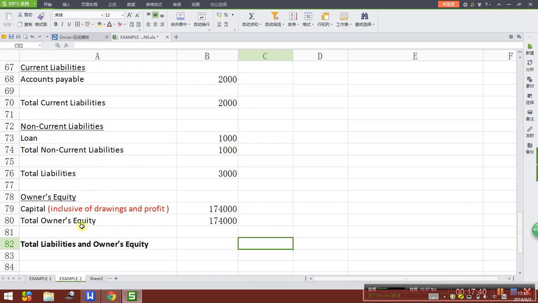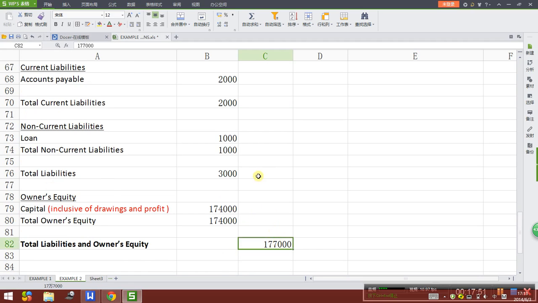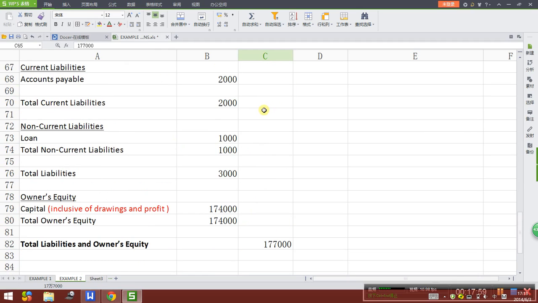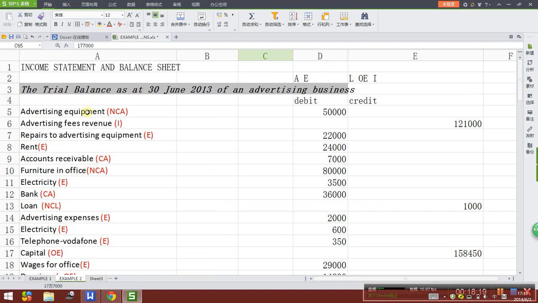So the total liability and owner equity, we must add the total liability and the total equity, which is also 177,000. These two figures must be equal. If not equal, we must double check our information. There are two possibilities. One is we put the figure on the wrong side in our trial balance, and we cannot figure out why the balance does not balance. So this is our income statement and the balance sheet.